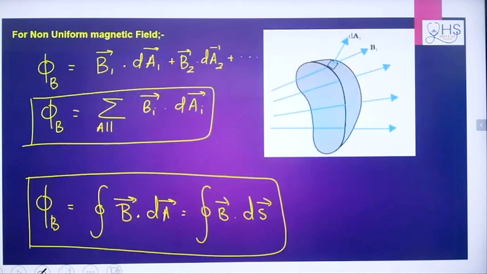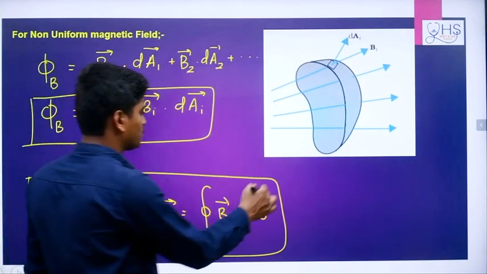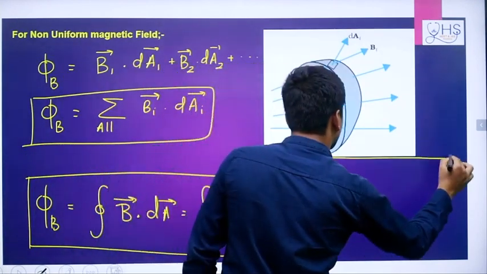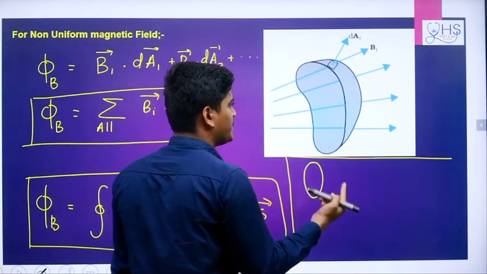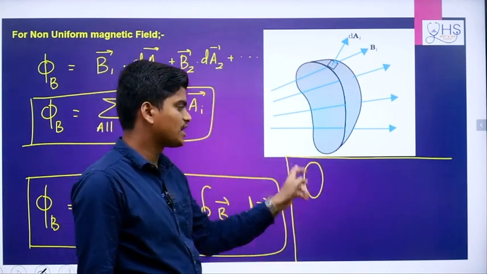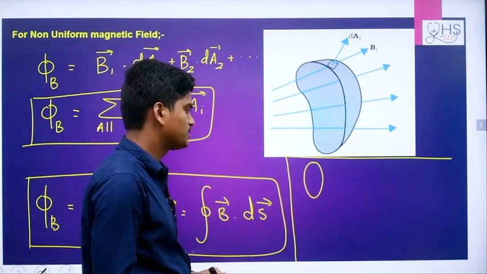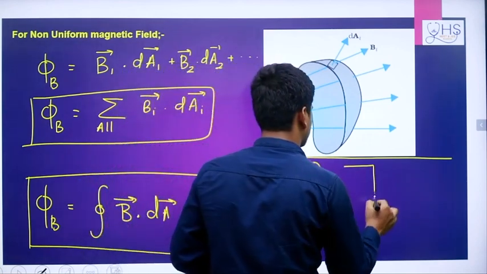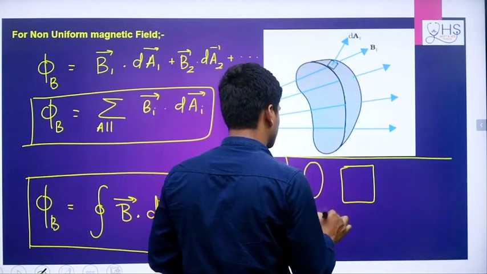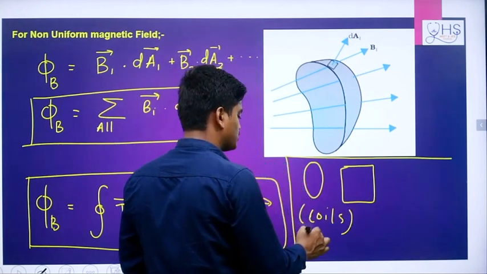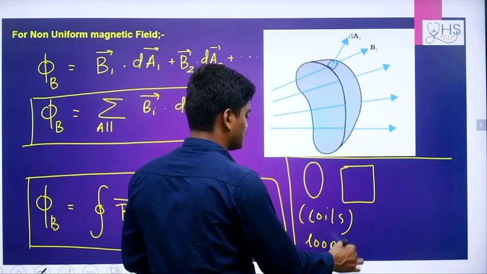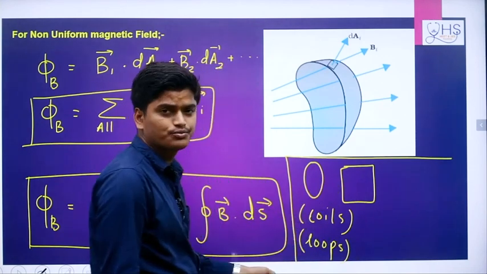Before that, just try to understand another thing. Suppose one coil is there, one surface is there. The surface can be of any type. It can be circular, it can be planar, like this also. These are the coils, or loops. You can call them coils or loops. They can mention a square loop, or you can get circular loops.